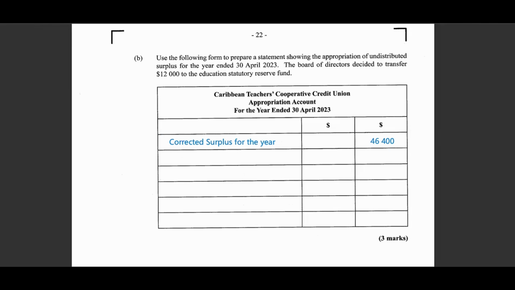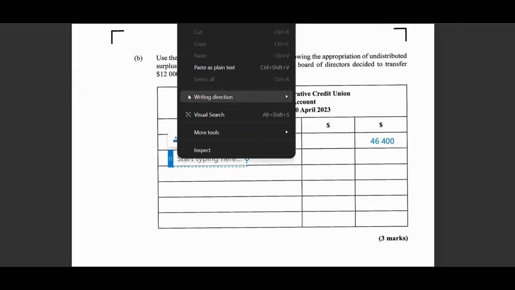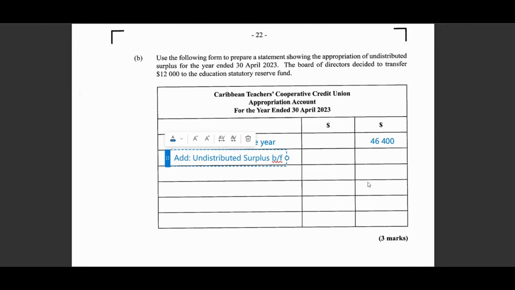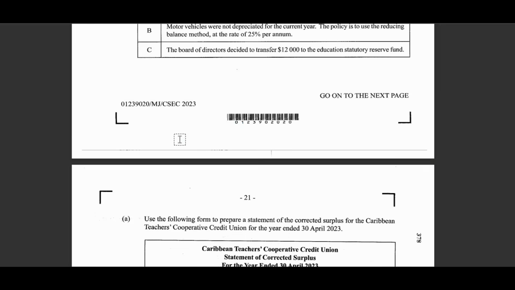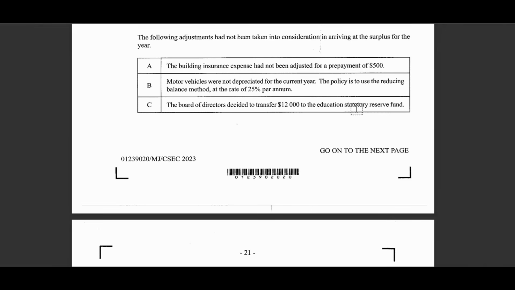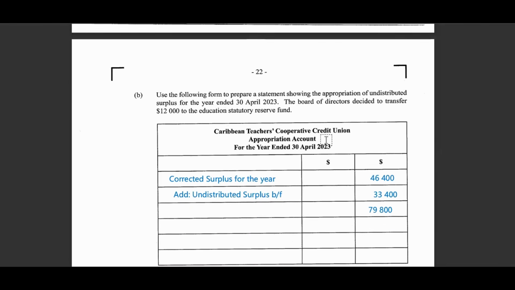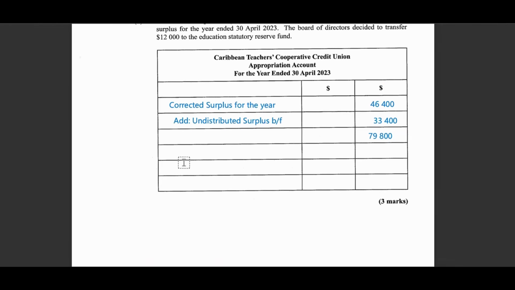Then remember, you normally add on your undistributed surplus brought forward from before. Let's put that in as well. Here we go. 33,400. Total there was 79,800. Now we had some appropriations. Transfer to the Education Reserve Fund. They told us $12,000 is going to the Education Reserve Fund. Good. Looks right up there as well. Education Statutory Reserve Fund. Let's transfer that out.